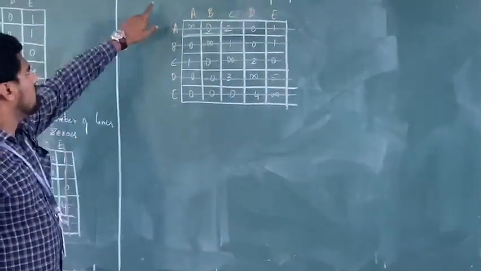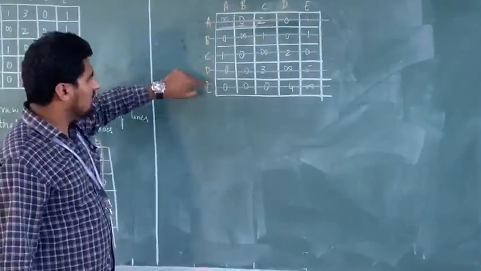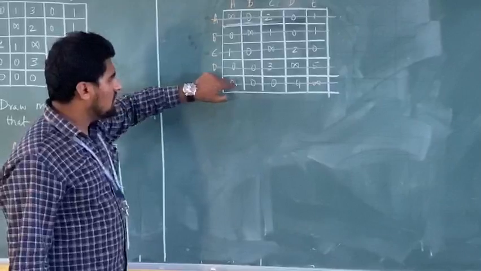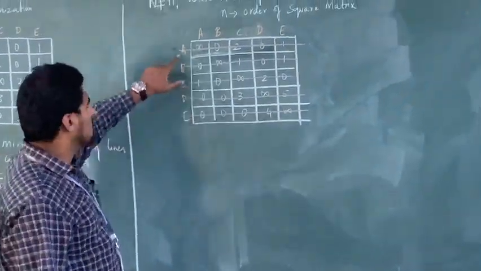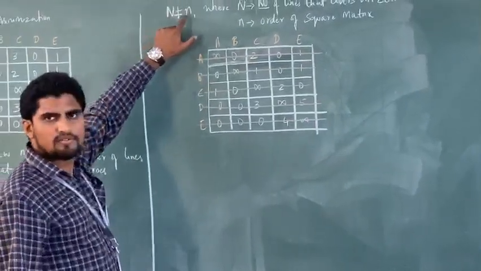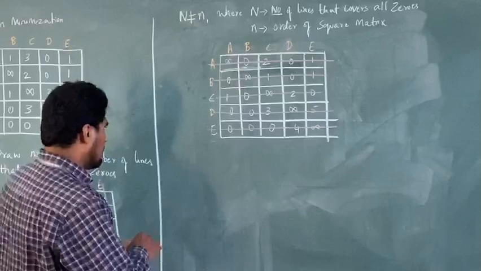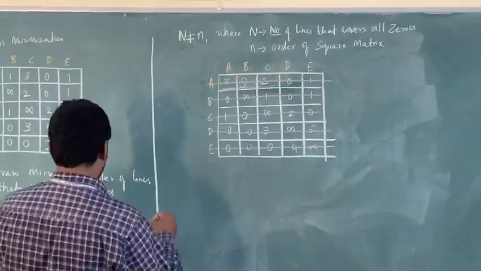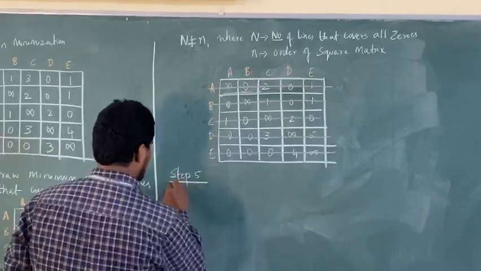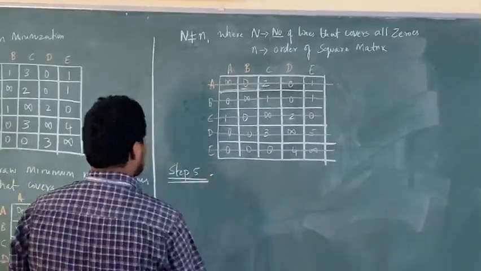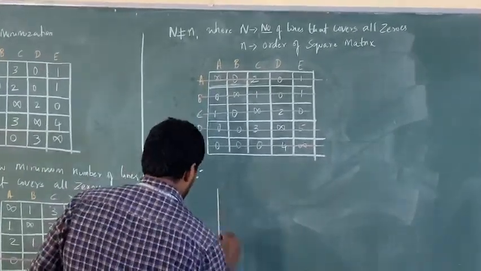So now capital N is equal to small n. Capital N is number of lines which we have drawn in order to strike off all zeros, and small n is order of square matrix. So once capital N is equal to small n, we shall proceed for assignment part. Okay. So I will proceed with next step. So step 5 is assignment. Right? Assignment. So I will draw this.